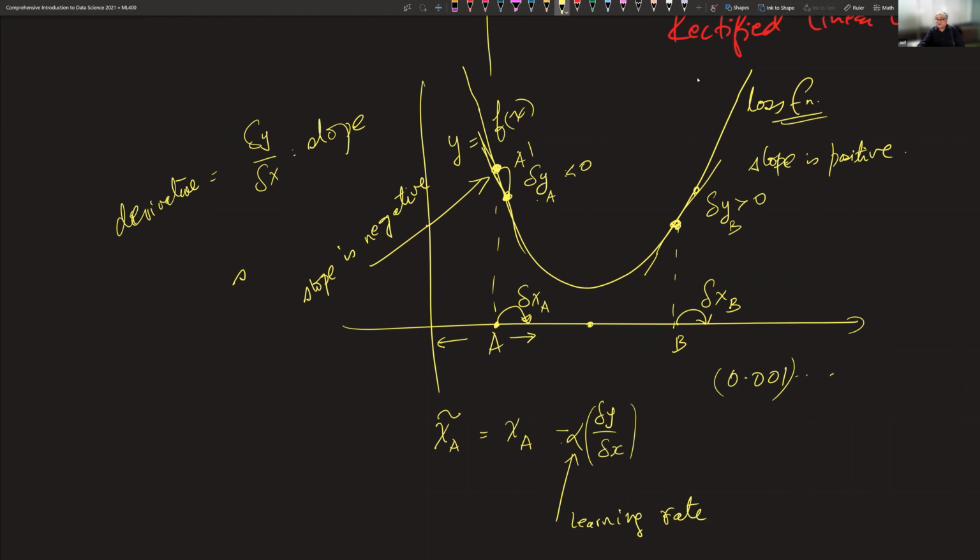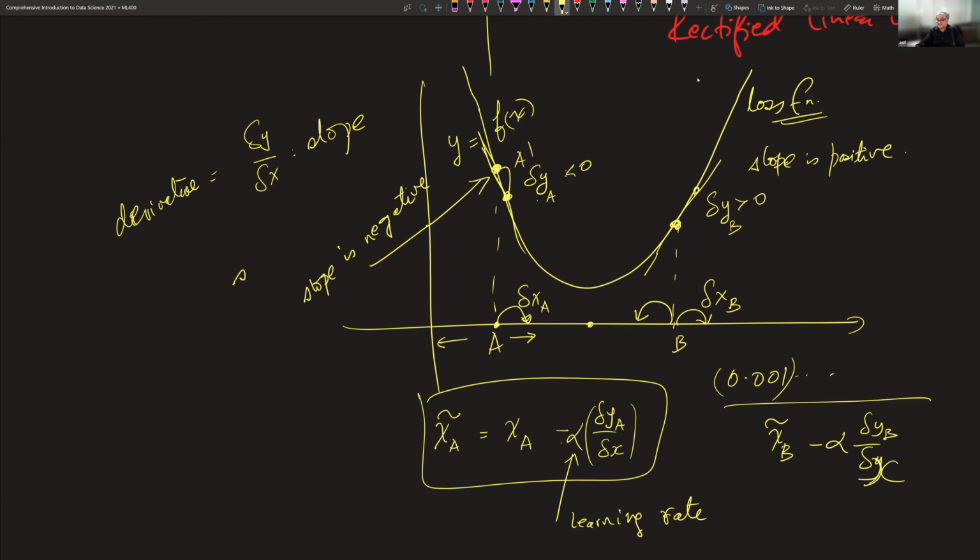Now let's go to point B. At XB, you don't want to move in the positive direction. Where do you want to move? You want to move in the negative direction. So you want to subtract something from it. But how do you subtract? Your slope is positive. You need to put a minus sign here, and also apply a learning rate, dy/dx at B. Okay. Are we together?